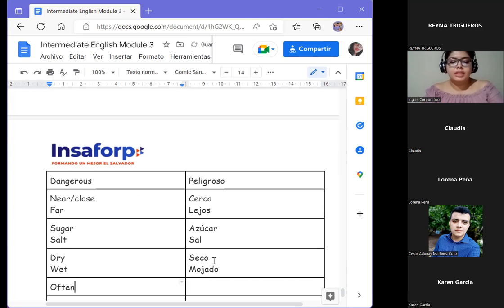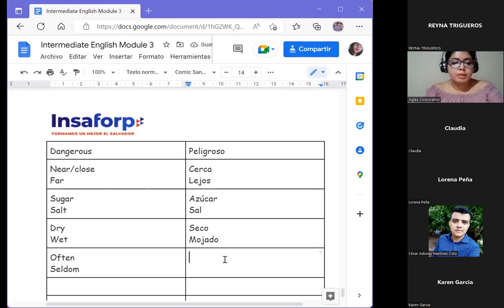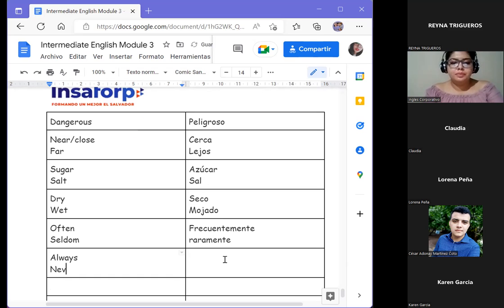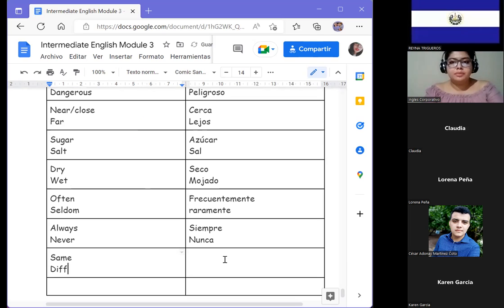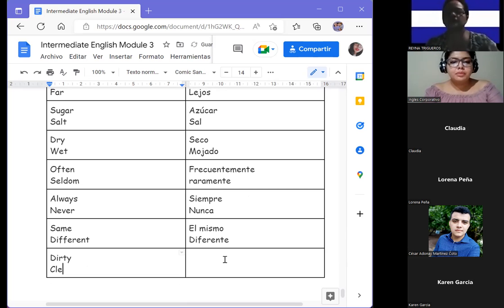Absent, seldom. Absent means frecuentemente. And seldom, raramente. Always, never. Siempre, nunca. Same, different. We can say el mismo or something like that. And this one, diferente. Dirty, clean. Sucio, limpio.